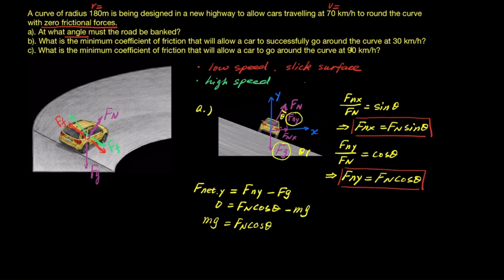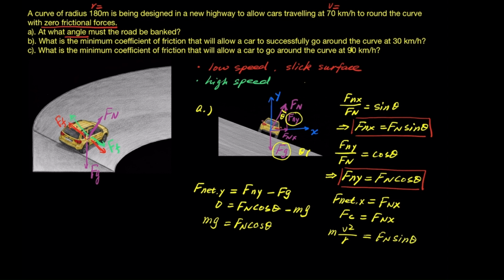Okay, in the horizontal direction, the only contributing force is Fnx. So we have the net force in the x direction equals Fnx because the car undergoes uniform circular motion. So the net force in this horizontal direction is actually providing the necessary centripetal force, Fc, right? So we have Fc equals Fnx. By definition, the centripetal force Fc is equal to the mass multiplied by v squared over r, which is the radius. Fnx is Fn sine theta.